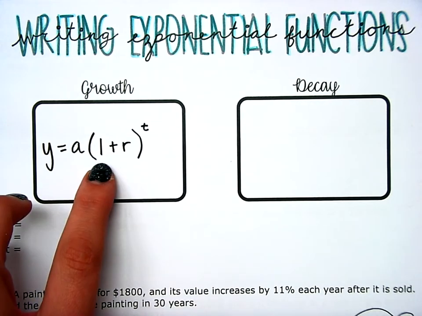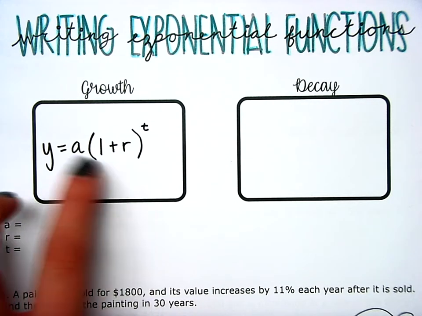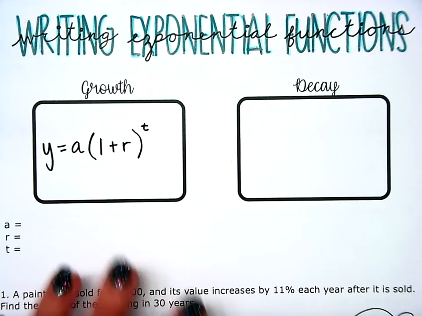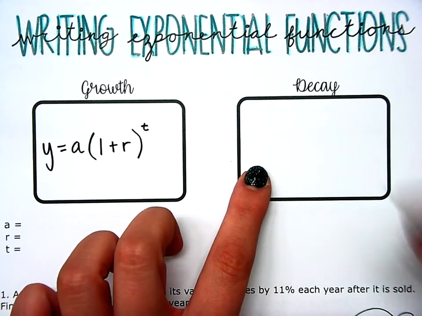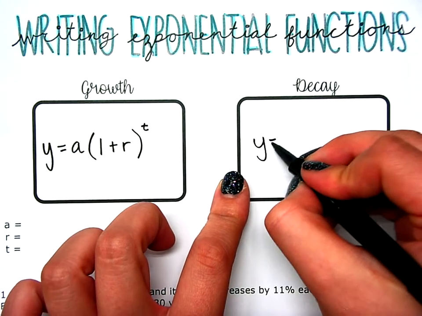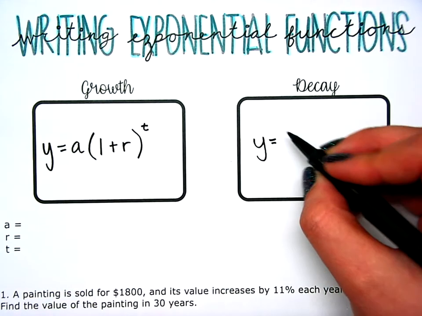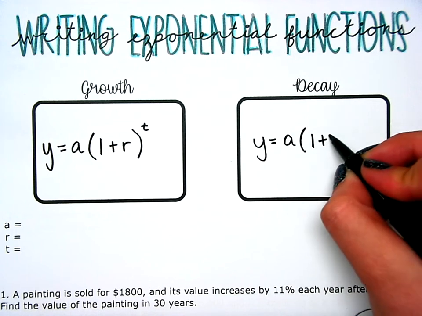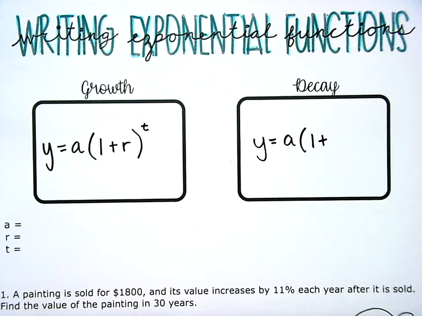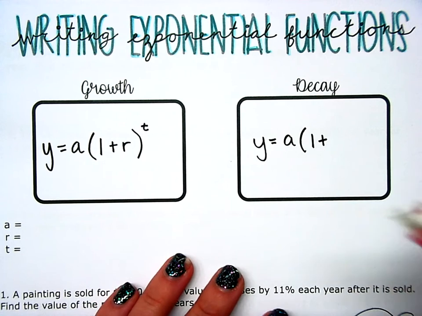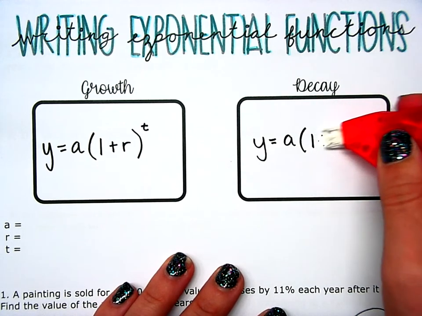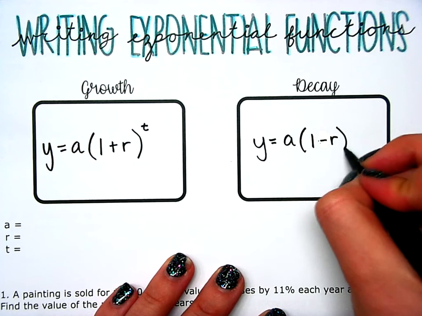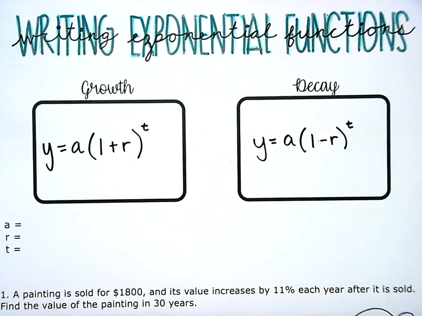This is a lot like a basic exponential function, a times b to the x, but this time we've got some added variables here. Our decay function is almost the same, but of course this is representing something getting smaller. So we've got a times 1 plus, and I actually want to write a negative there. So I'm going to use my handy dandy whiteout. And this is going to be minus r to represent decay or getting smaller.